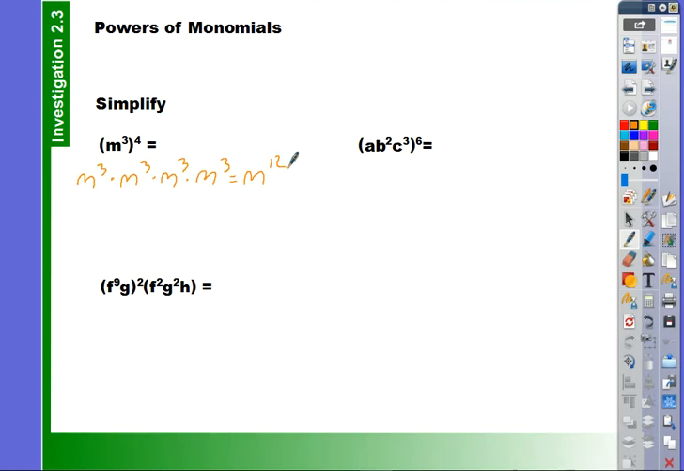What did we do with the exponents in this case? Someone I haven't called on yet. Alex! You multiplied the exponents? I multiplied the exponents. So the rule for powers of monomials is simply this. A to the x power taken to the y power is going to be equal to a to the xy power. That is the rule that we are using for this one.